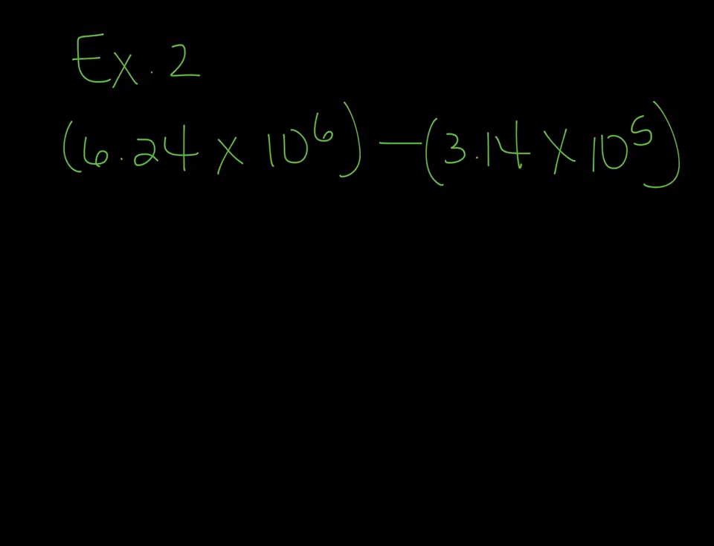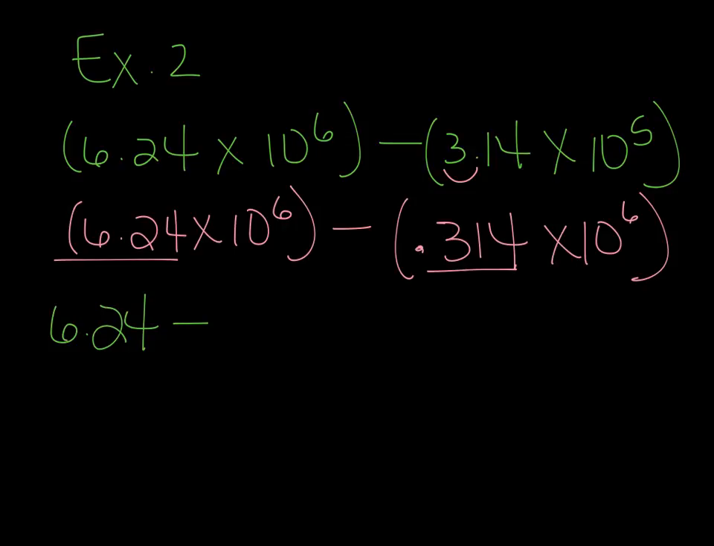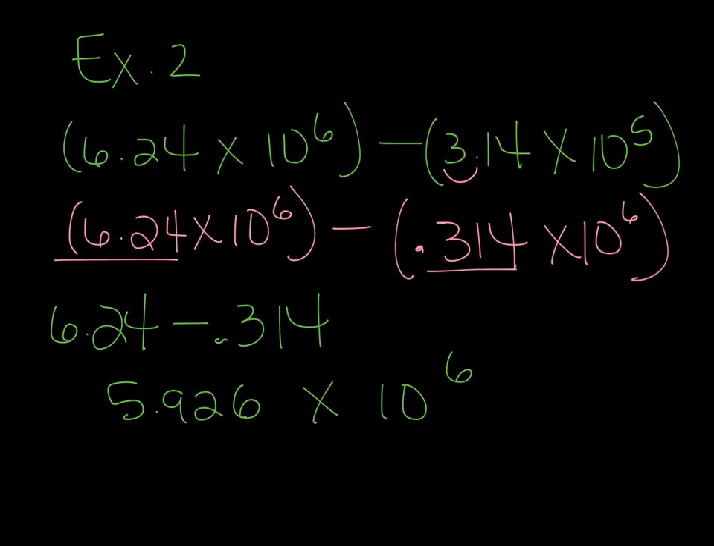All right, so the first thing, we need to go to the highest power. The highest power is 6 this time. So my first number is going to stay the same. And my second number, going from 10 to the 5th to 10 to the 6th, I need to move my decimal 1 place to the left. So I get 0.314 times 10 to the 6th. Okay, now I'm going to take my numbers out front, and I'm going to take 6.24 minus 0.314. When I did that on the calculator, I came up with 5.926, and then times 10 to the 6th.